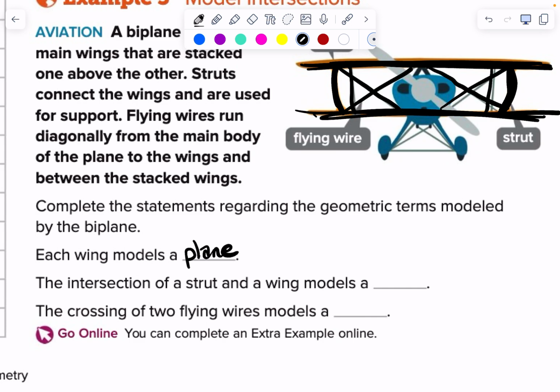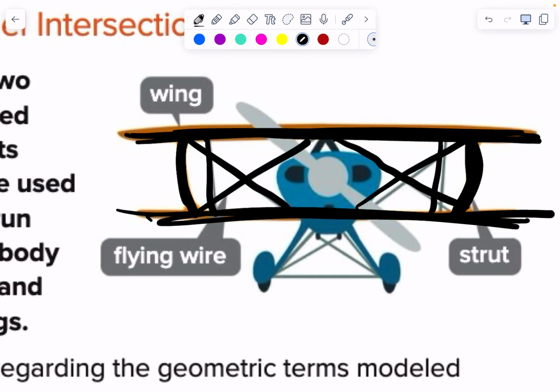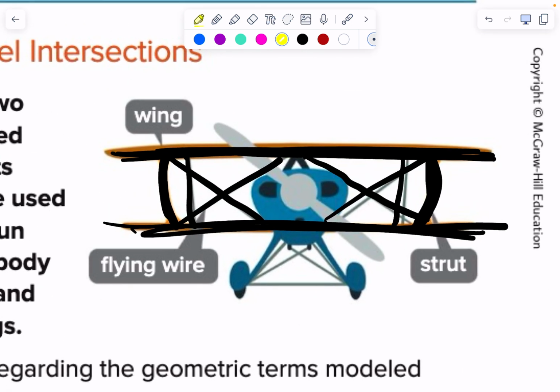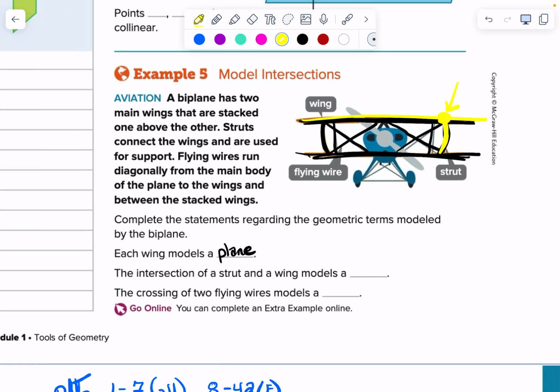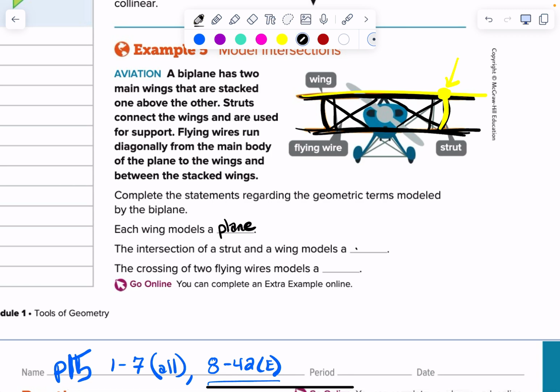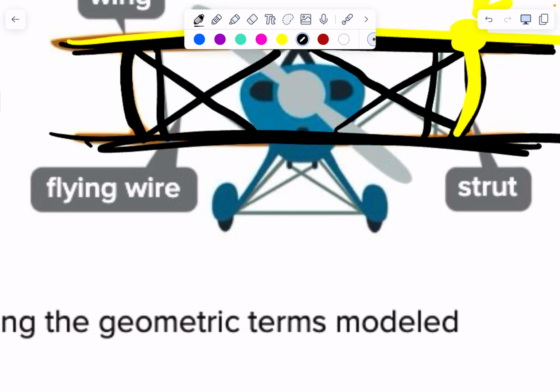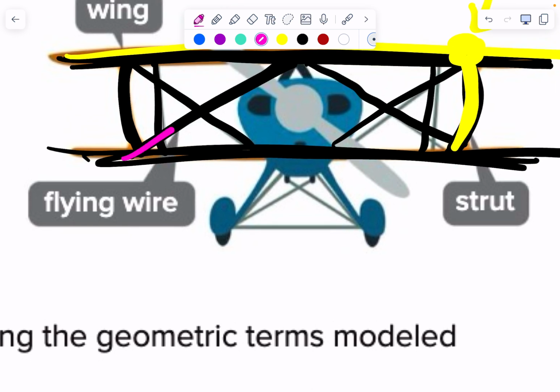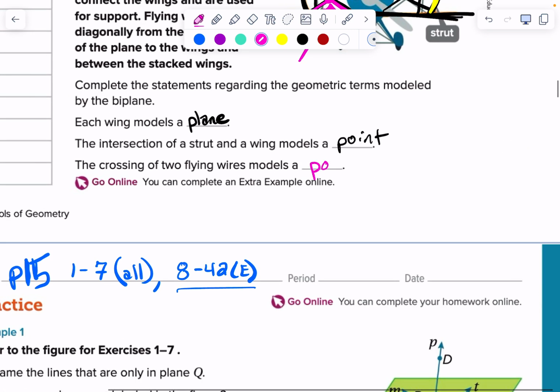Okay? The intersection of a strut and a wing. A strut is this guy here and a wing is this guy here. What do they form when they intersect? A point. They intersect at one place, which is a point. So, point goes here. Okay? And then it says the crossing of 2 flying wires. So this is a flying wire here, and this is a flying wire here. The crossing of that makes a point as well, right? They're crossing in one place, so it is making a point.